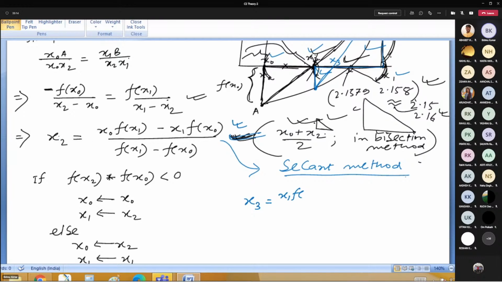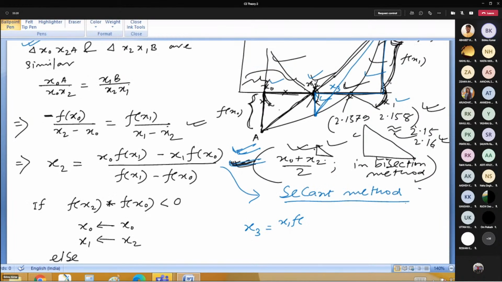By watching this formula, you calculate x2 with the help of x0 and x1. The formula looks like this. Now we will calculate x3 with the help of x1 and x2. By watching the same type of triangle, using a similar property, for these two triangles, I will get x1 f of x2 minus x2 f of x1 by f of x2 minus f of x1.